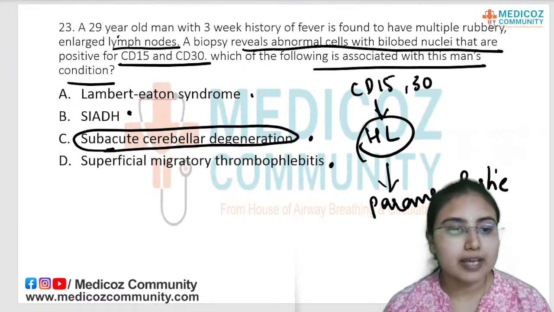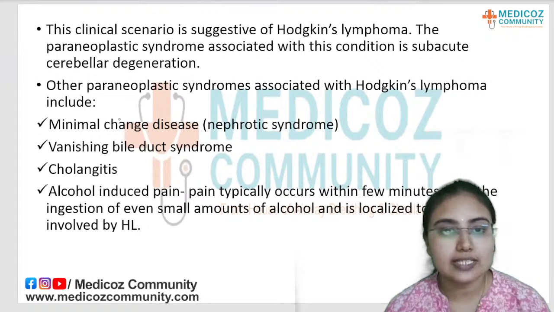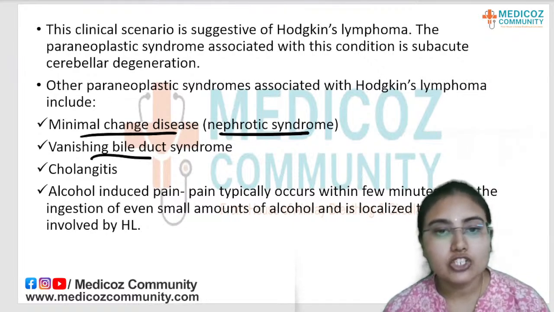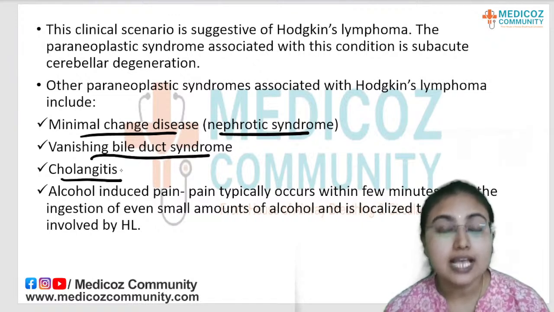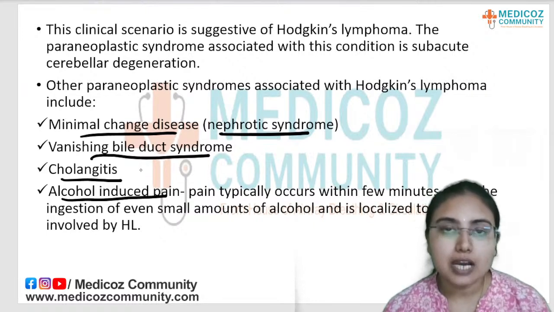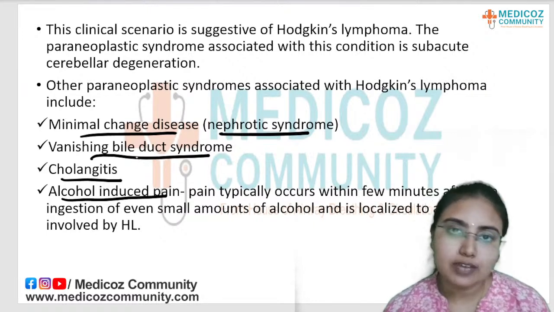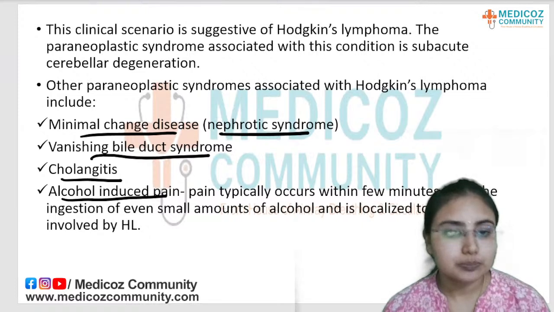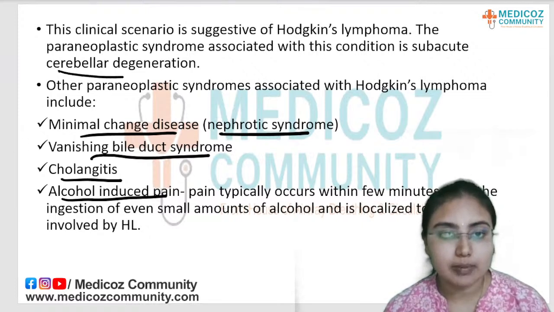So let's revise what are the paraneoplastic manifestations of Hodgkin's lymphoma. Minimal change disease presenting as nephrotic syndrome, vanishing bile duct syndrome, cholangitis, and very specific alcohol-induced pain. That is, pain typically after intake of alcohol. Small amounts of alcohol are also enough. The pain will localize to areas involved by Hodgkin's lymphoma. So you need to know the paraneoplastic syndromes with HL. Please remember these four. And of course, your subacute cerebellar degeneration, which is the answer to your previous question.